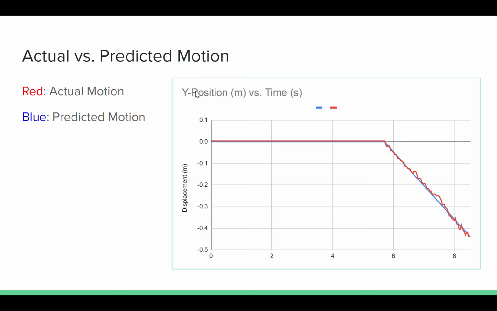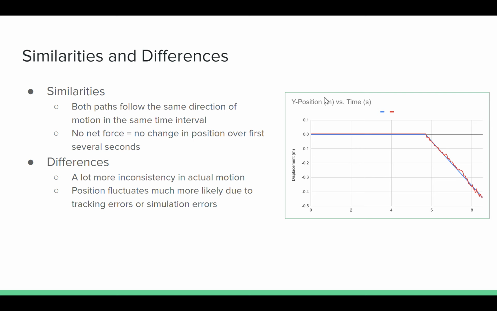Here is the actual versus predicted motion of the spring slinky system. We can see here that the red represents the actual motion of the slinky, while the blue represents the predicted motion of the slinky, and both follow a very similar path. The similarity between these two graphs is that both paths follow the same direction of motion in the same time interval. As in the first 5.7 seconds, there's no change in position, no change in velocity, because there is no net force acting on the object over that first few seconds.